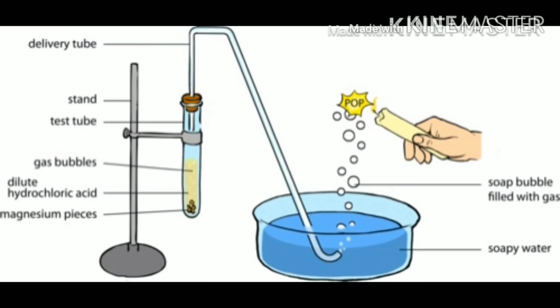So what happens when dilute HCl reacts with magnesium ribbon? Hydrogen gas is released. This gas effervescence can be seen when the soapy water bubbles are passed over and the candle blows off, because the hydrogen gas is released from the soapy water. So it is proof that hydrogen gas has been released.